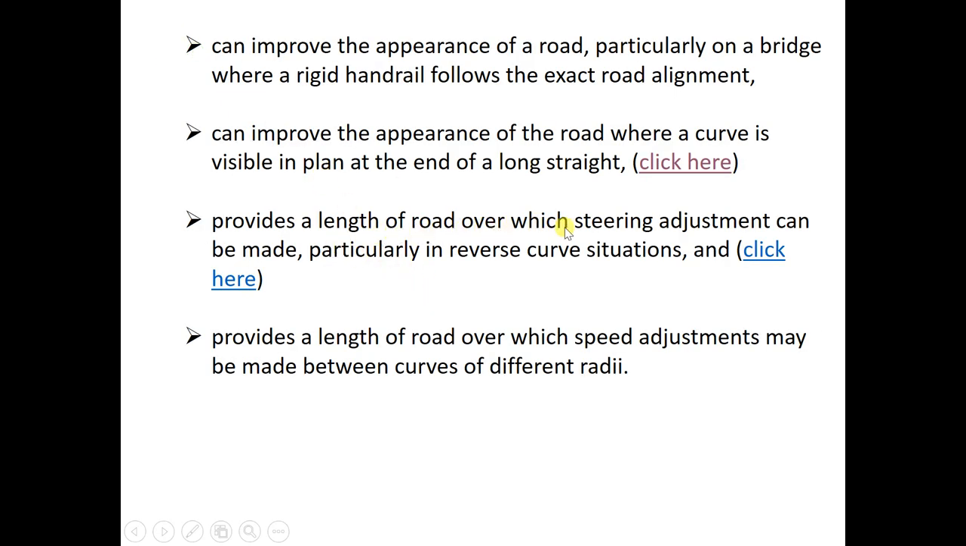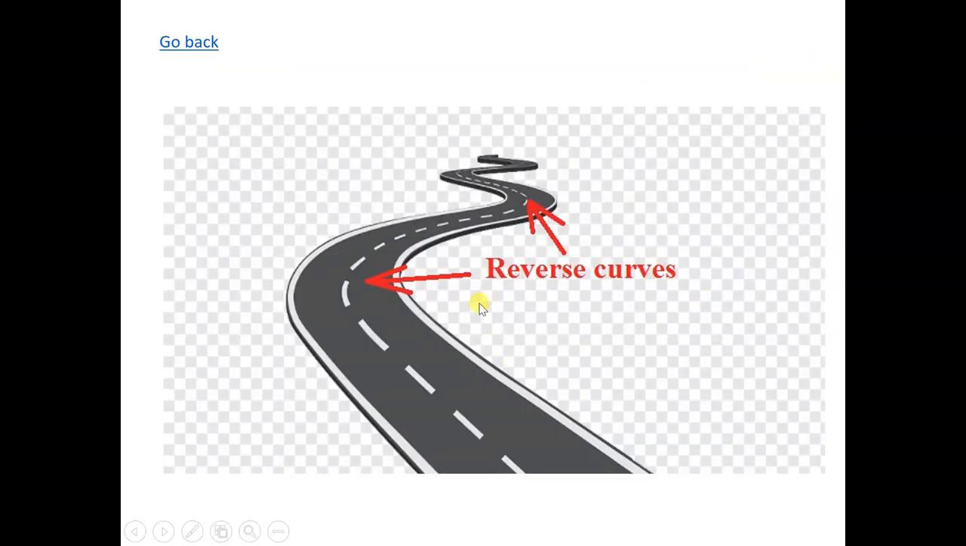Provide a length of road over which the steering adjustment can be made, particularly in reverse curve situations. So your spiral gives you a place and time of adjustment. If both of these curves have this spiral, then actually they can adjust.